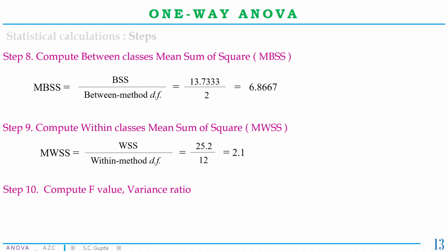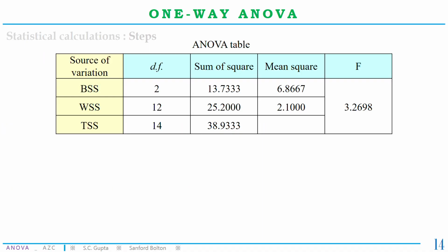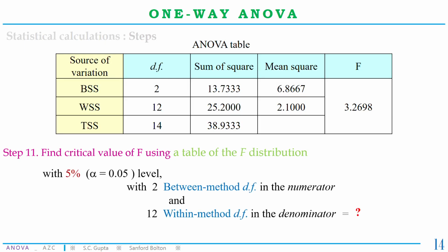Step 10. Compute F value, variance ratio. F is equal to MBSS upon MWSS. So, F value found is 3.2698. ANOVA table that contains all calculated values, as shown here. Step 11. Find critical value of F using a table of the F distribution. Tabulated F value obtained by searching F table with 5% alpha level, with 2 between method degree of freedom in the numerator and 12 within method degree of freedom in the denominator.